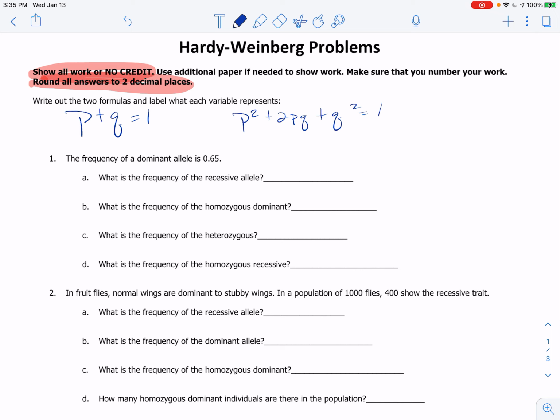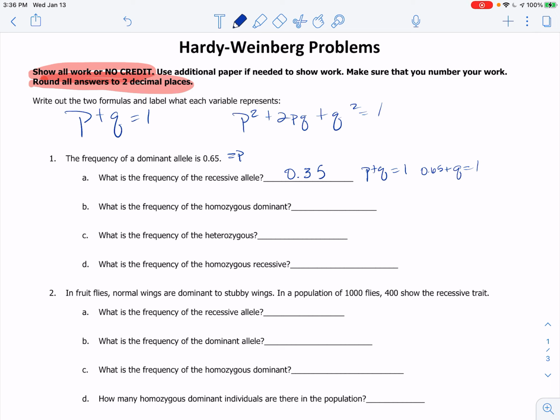All right, so in question number 1, it says the frequency of a dominant allele is 0.56. I flipped that. It is 0.65. Okay, so that dominant allele is going to represent P. So what's the frequency of the recessive allele? As we remember, P plus Q equals 1. So we've got 0.65 plus Q equals 1. So that tells us that Q is going to be 0.35.